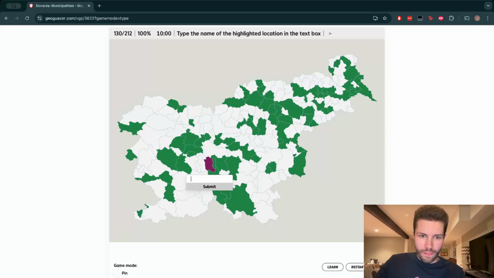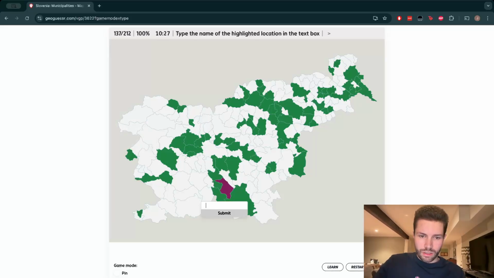Piran. Ig. Another excellent one. Lenart. Divača. This is, what's it called? Gornji Petrovci. It's Logatec, not to be confused with Rogatec. Karan, Kobarid. This guy is... what's it called? Not Bistrica, Ribnica.